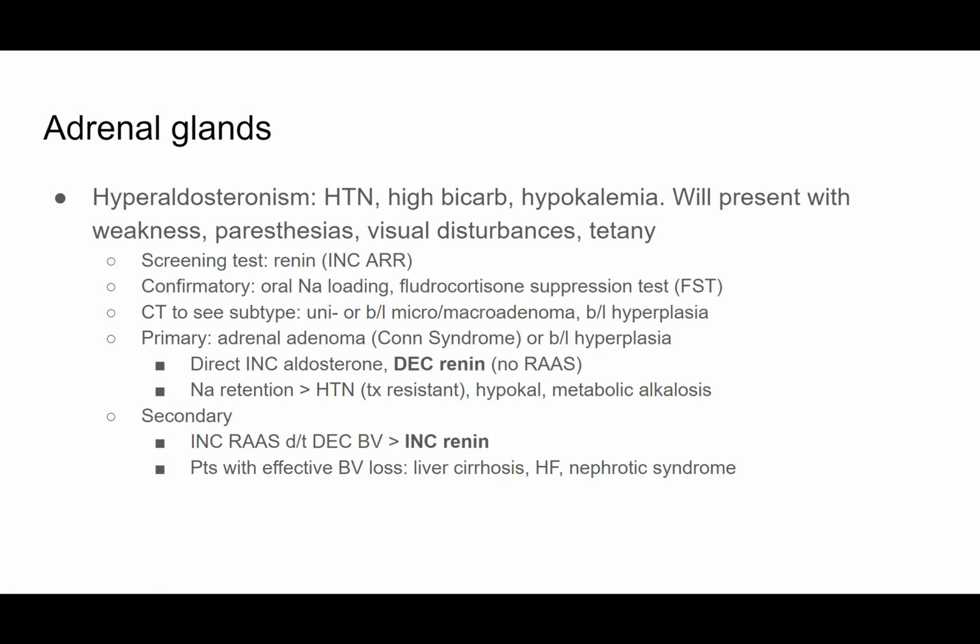And then secondary, this is an effective blood loss due to a different pathology. So liver cirrhosis, heart failure, nephrotic syndrome, anything that's going to have a blood loss. So you're activating RAS. So this is an indirect way to get the hyperaldosteronism.